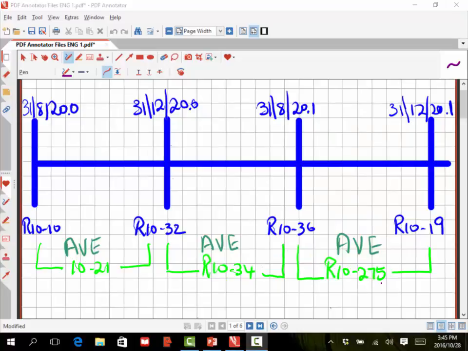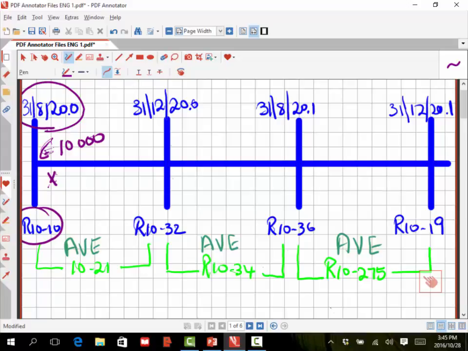Now that you have drawn up your timeline, it is time to calculate and do the journals. So we have our transaction date 31 August 20.0, and on that date we received 10,000 euros from a European bank. We multiply that by the exchange rate on that date, which is 10 rand 10, and the answer will then be 101,000 rands, and that will be our initial journal.